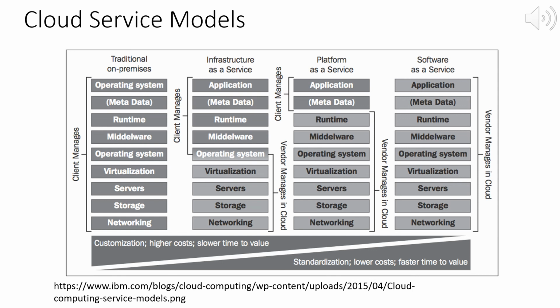We contrast what is being managed by the client versus what's being managed by the vendor in the cloud. And as we can see here, the operating system is one of the lines: in infrastructure as a service, the operating system is still part of the infrastructure as a service, but everything below is managed by the vendor in the cloud.